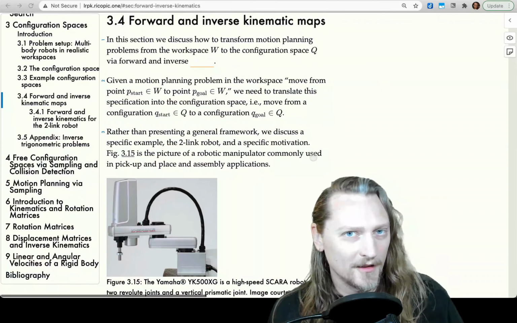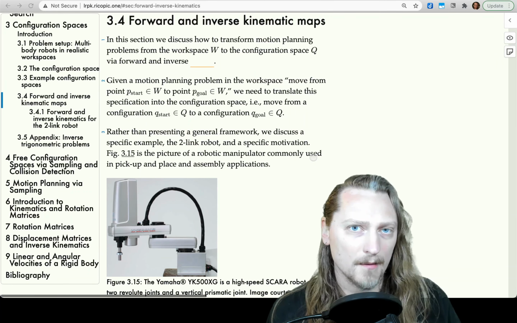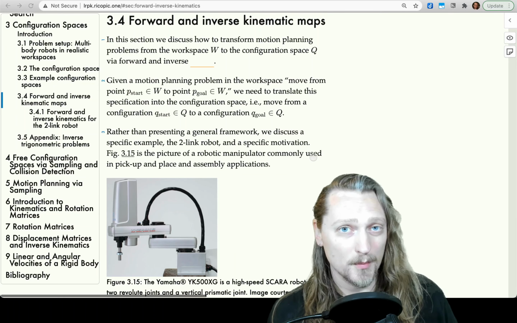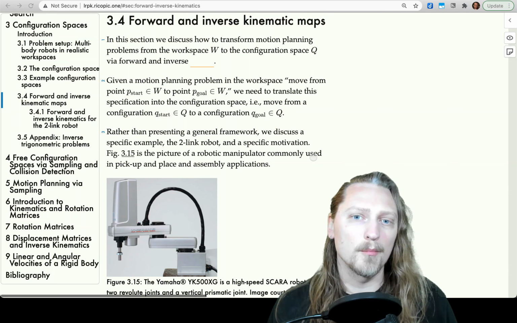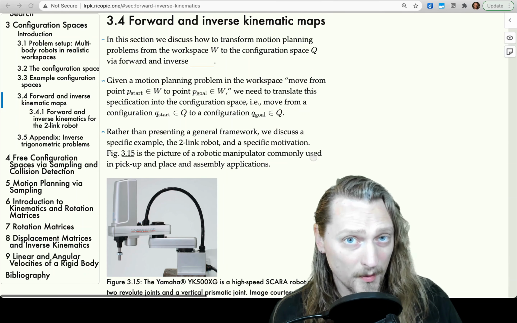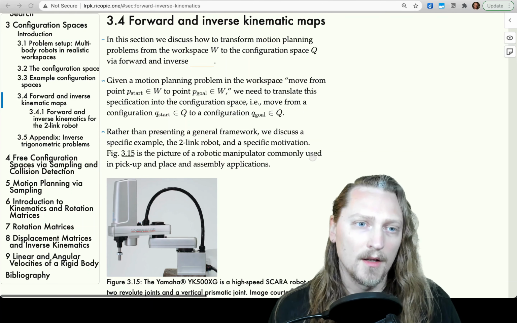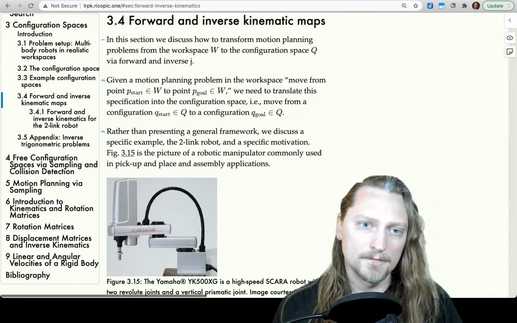All right. Section 3.4, Forward and Inverse Kinematic Maps. Part of chapter 3, Configuration Spaces. In this section, we will discuss how to transform motion planning problems from the workspace W to the configuration space Q via forward and inverse kinematic maps.